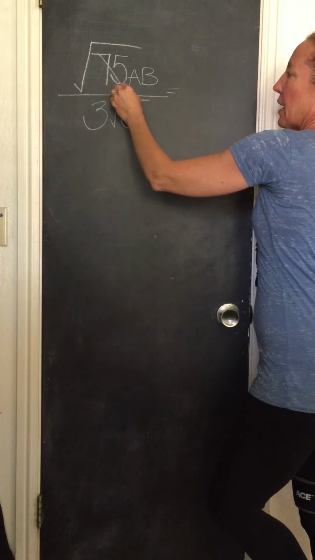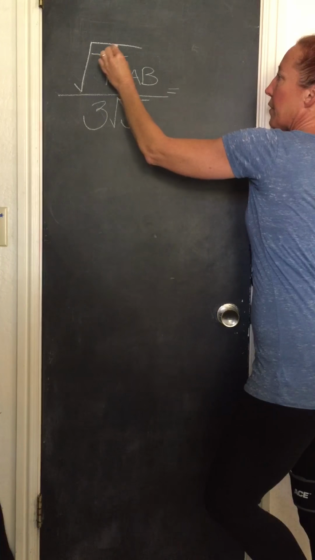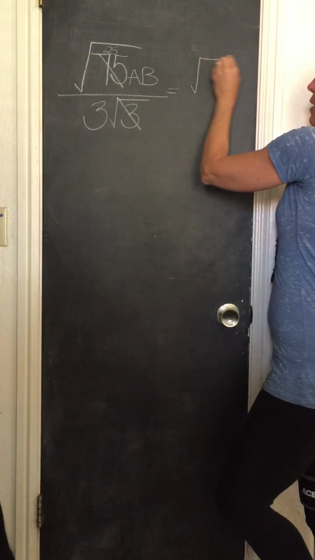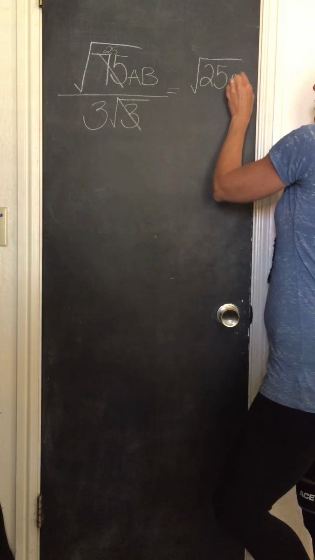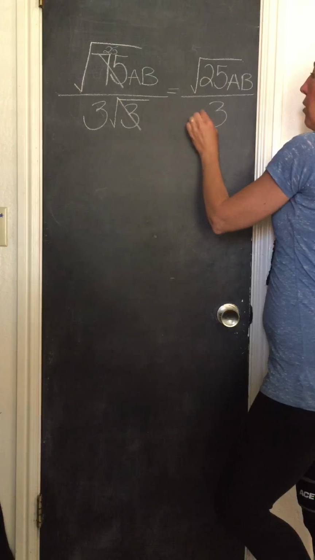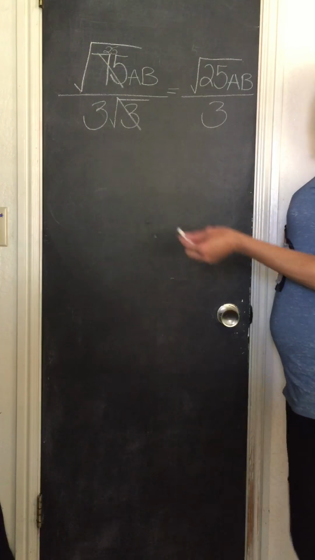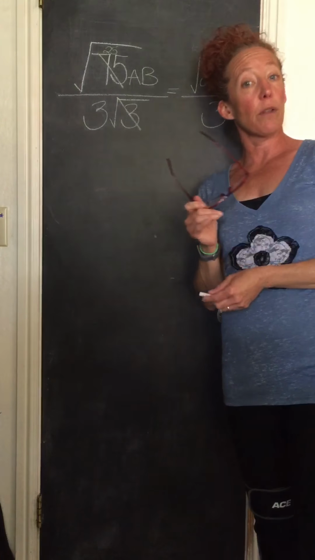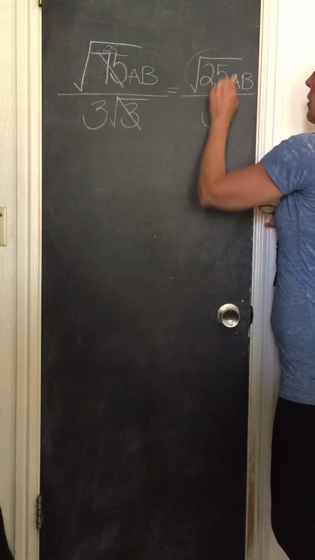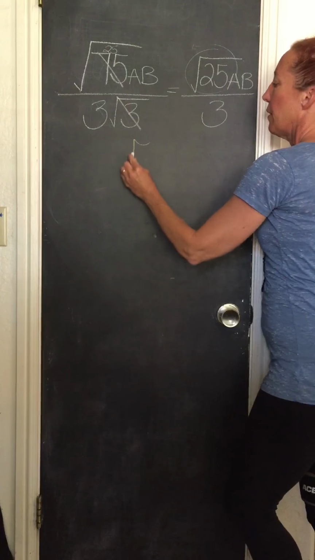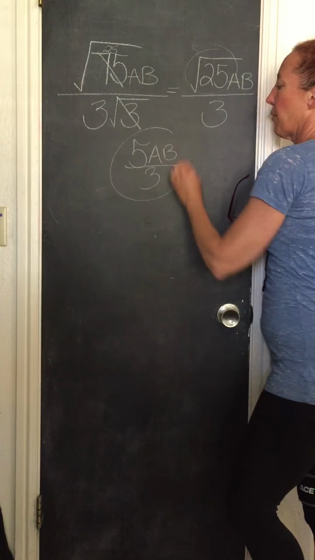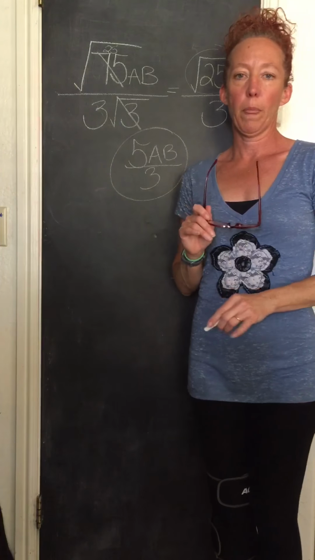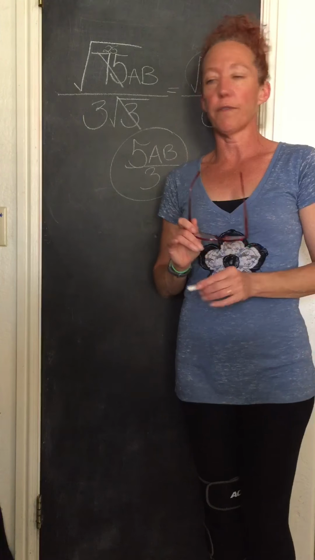So 3 divides into 75 25 times. So this is going to be the square root of 25ab over 3. And then ask yourself if there's anything further you can do. Well, the square root of 25 is 5. So we have 5ab over 3. And we're done. All right, so far so good, hopefully.